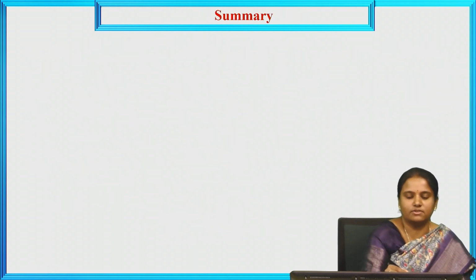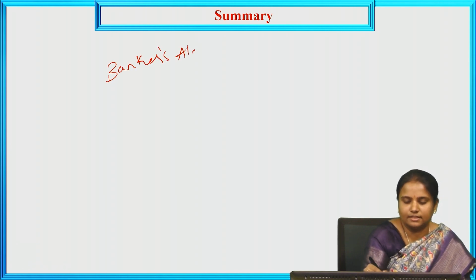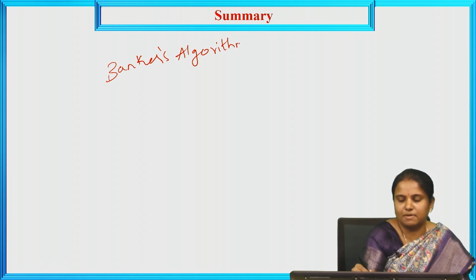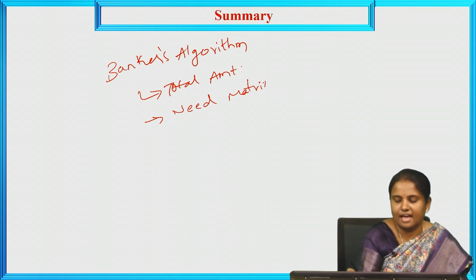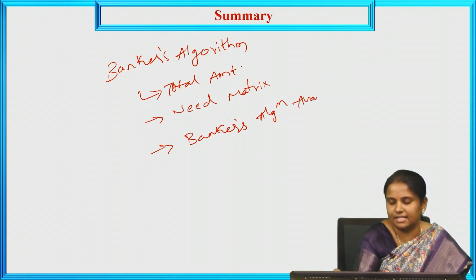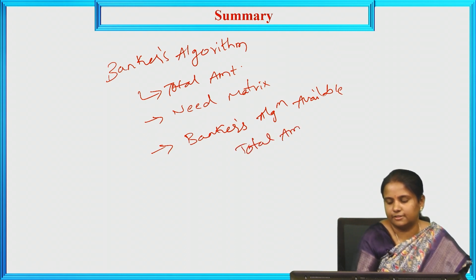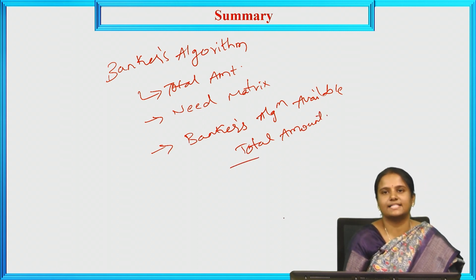So what have we discussed in this banker's algorithm? In this banker's algorithm, first we check the total amount, and next we solve the need matrix, and we need to check the banker's algorithm. The available amount should satisfy the total amount. So based on this, we can solve our banker's algorithm problem.